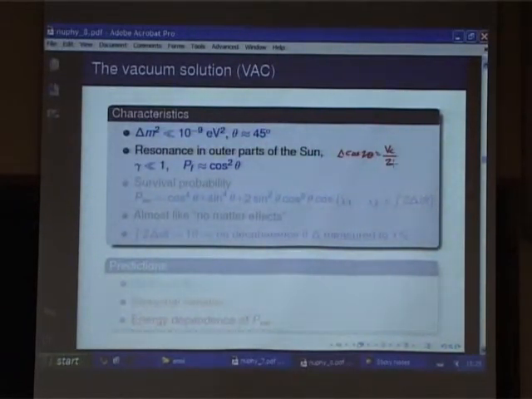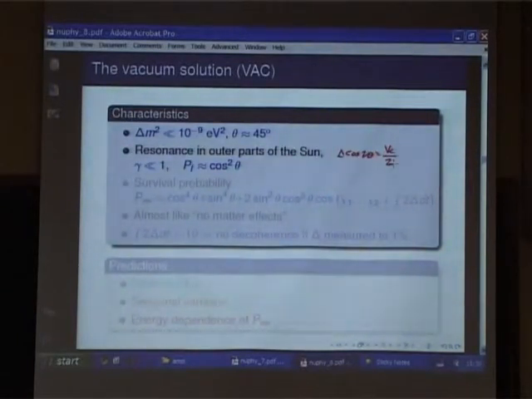In the outer parts of the sun, density varies very quickly. Inside it's very smooth, outside it's like a sphere, right? So near the surface of the sphere, so even if you have a uniformly charged sphere, at the surface the density changes very fast. Therefore, the resonance is very non-ideal.